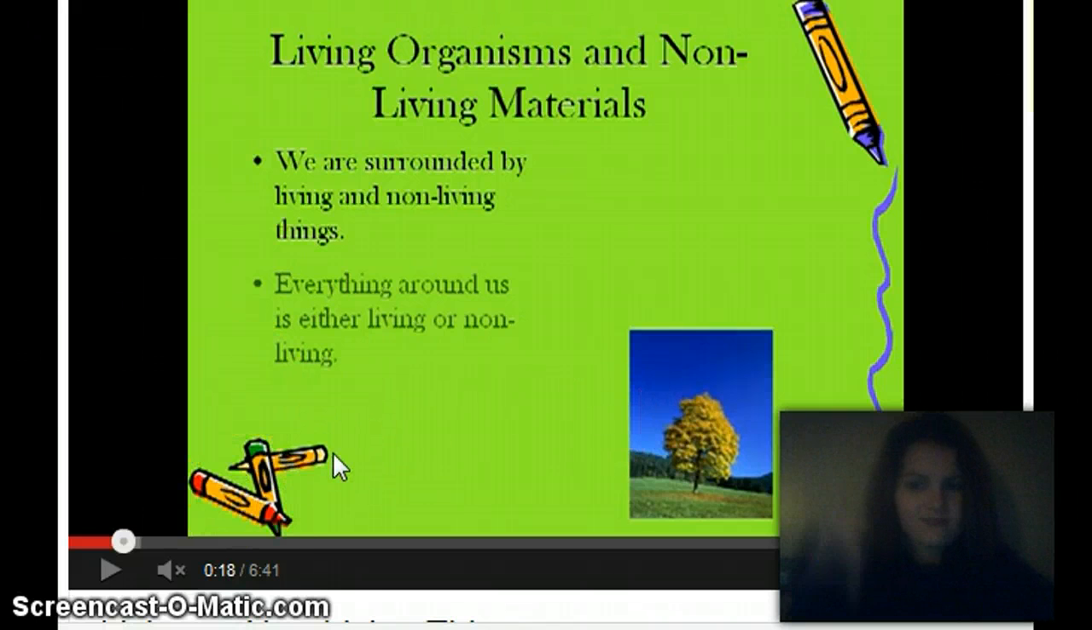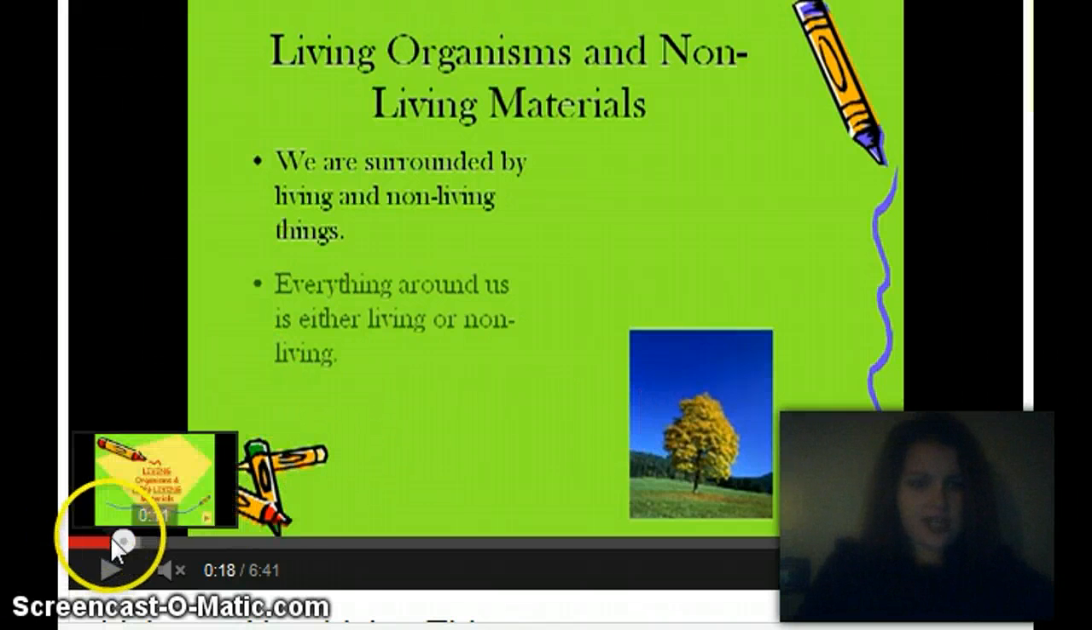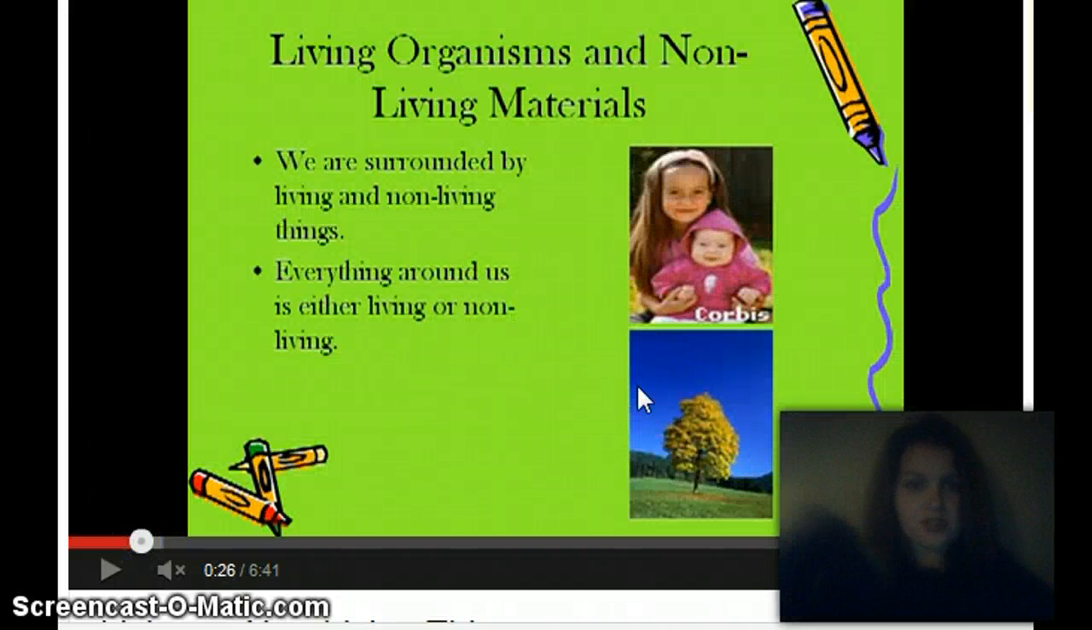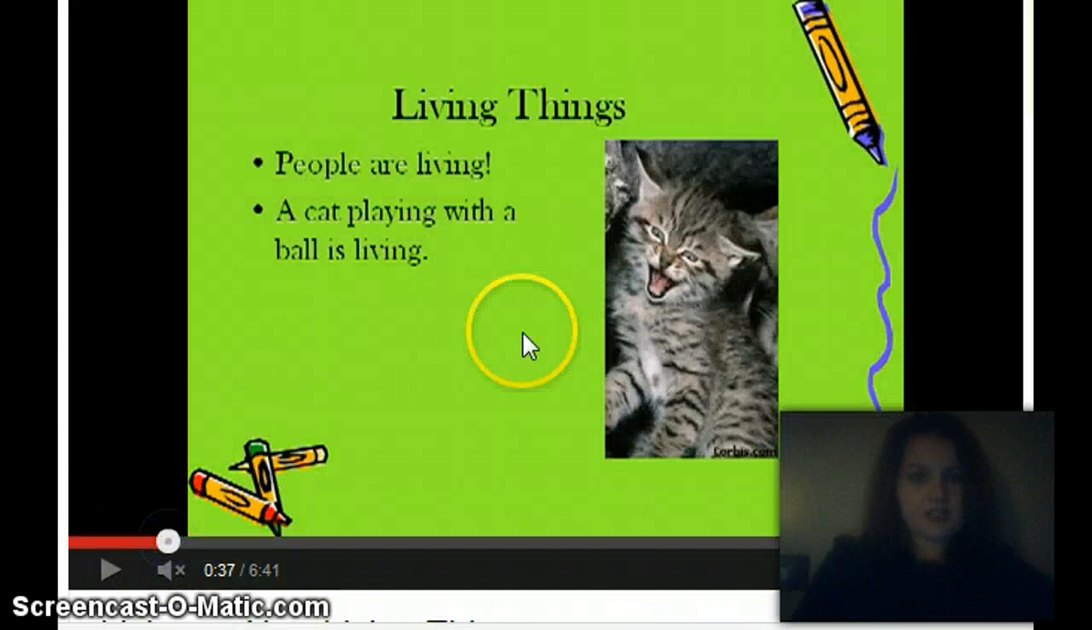Let's take a look. Let's dive into this more. And we're going to go into this a little bit more. Okay. Living organisms and non-living organisms. We are surrounded by living and non-living organisms. As we said, everything around is either living or non-living. So, living things. People are living, right? We see people all the time, right?